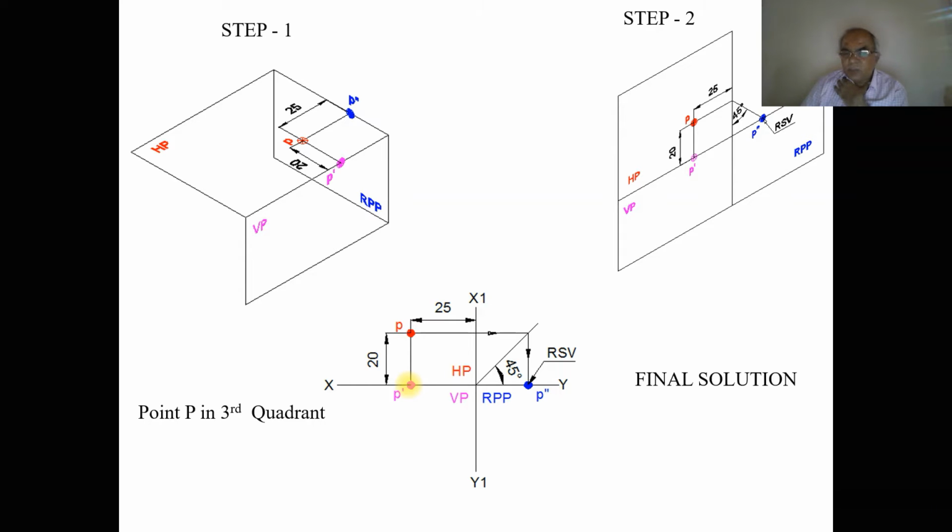Then the distance with respect to VP, that is behind VP of 20 mm, is seen in HP. So from the XY line you measure 20 mm and mark this point as small p, and then draw a 45-degree line from the origin adjacent to HP, and then draw a horizontal projector from P to the 45-degree line, and from there draw a vertical projector to the profile view, and draw a horizontal projector from P dash, which is on the XY line. Both will intersect at this point, so you mark this point as P double dash, and since it is behind RPP, obviously we get this as the RHP. So the point P is in the third quadrant.